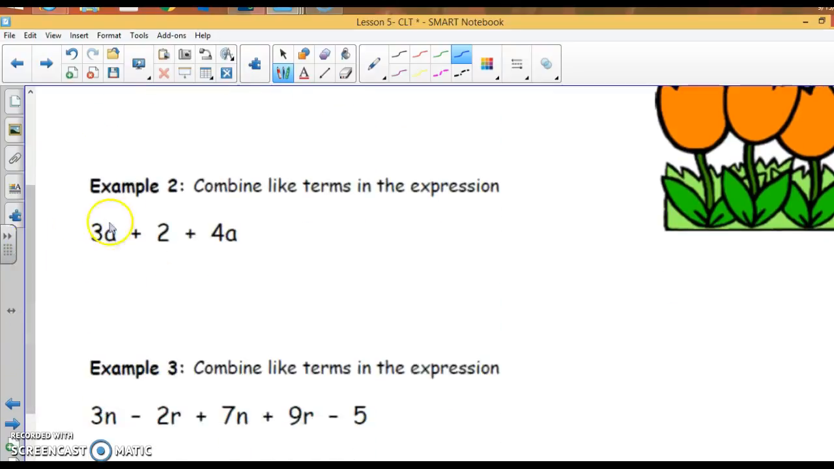Now, this one. It's like I have 3 apples, $2, plus 4 apples, and I put it all in a bowl. What can I add together? I can combine my like terms. Now, what I like to do is underline like terms with the same number of underlines. So 3a and 4a. 3 apples plus 4 apples is 7 apples. I cannot add $2 to it, so it's just plus 2. Bring down the plus 2.